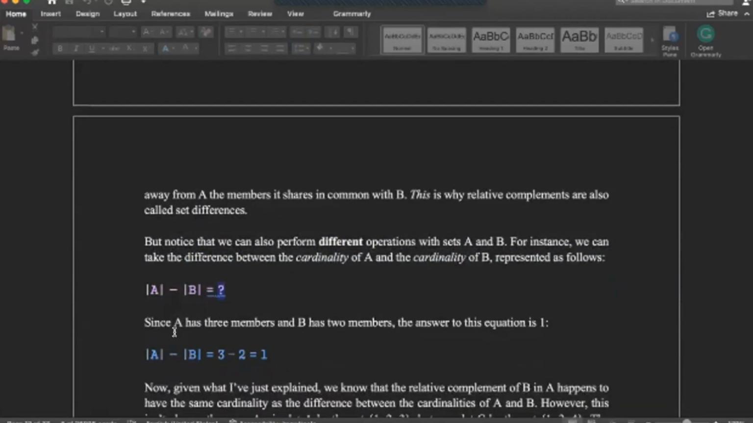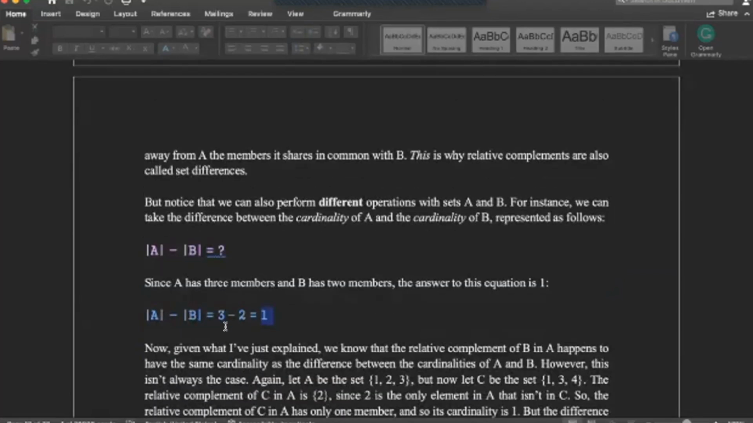Since A above had 3 members and B above had 2 members, the answer to this equation here is just 1. The cardinality of A minus the cardinality of B is 3 minus 2, which, if you recall from kindergarten, is 1. Well, maybe you don't learn subtraction in kindergarten. Maybe that's first grade. That's a step up.